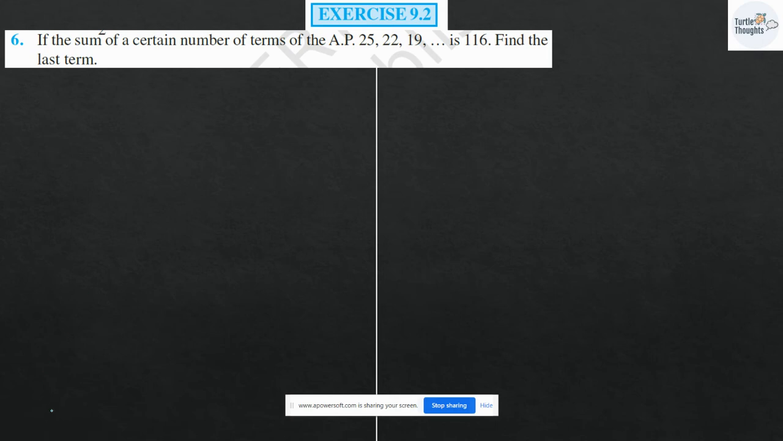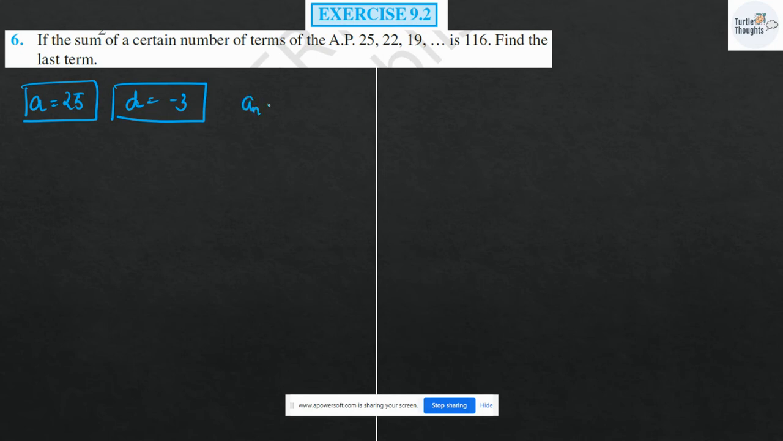Moving on to question number 6. If the sum of certain terms of AP 25, 22, 19 dot dot dot is 116, find the last term. So I think these type of problems you can solve by now, right? What is A, the first term, which is 25, right? What is your common difference? 22 minus 25. So I will be getting minus 3.